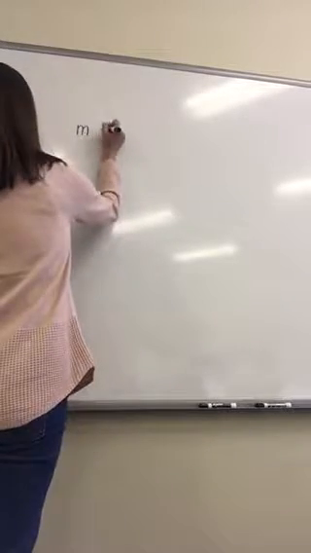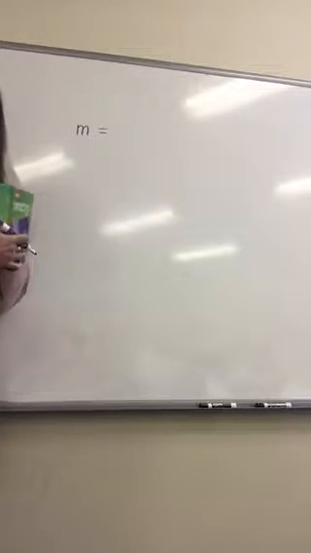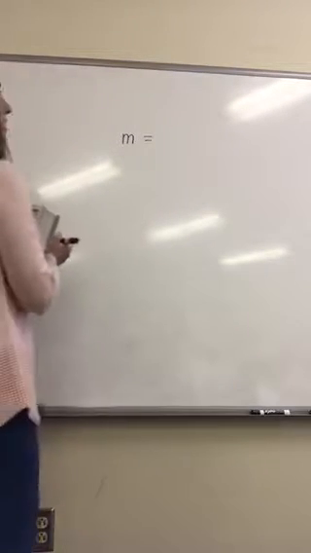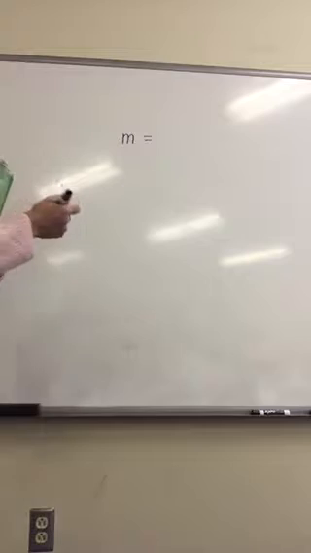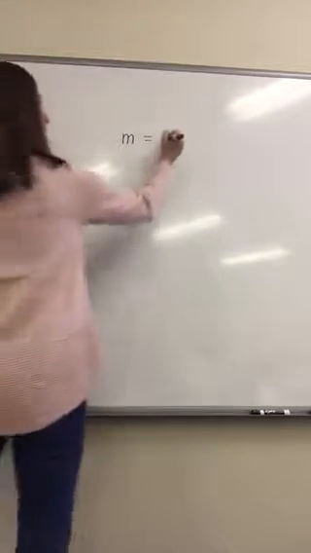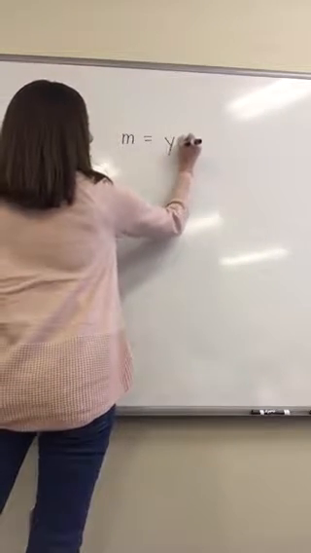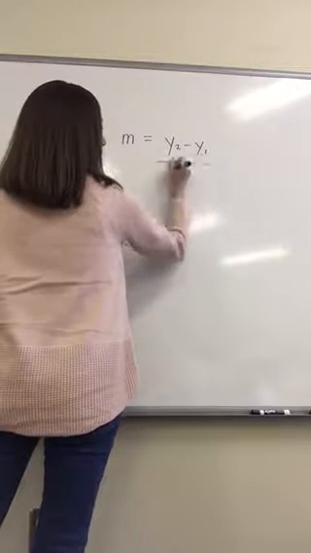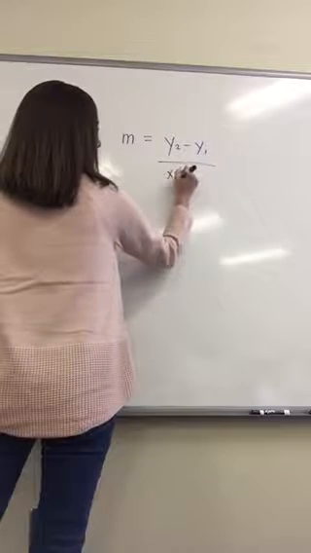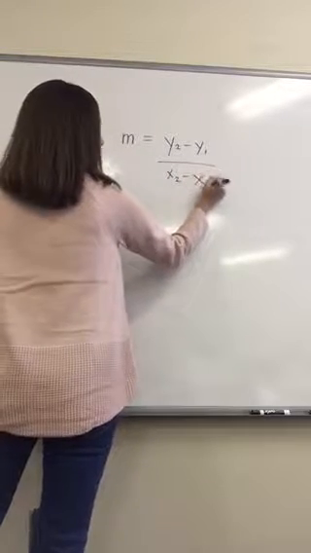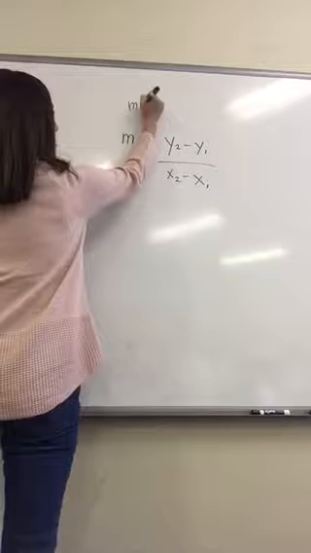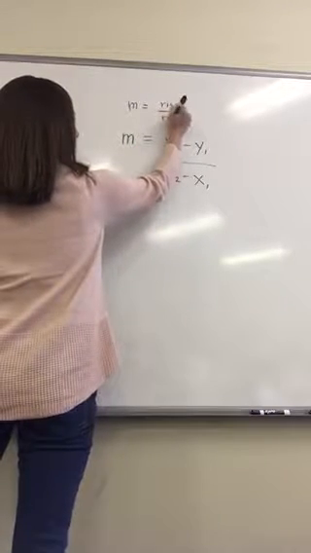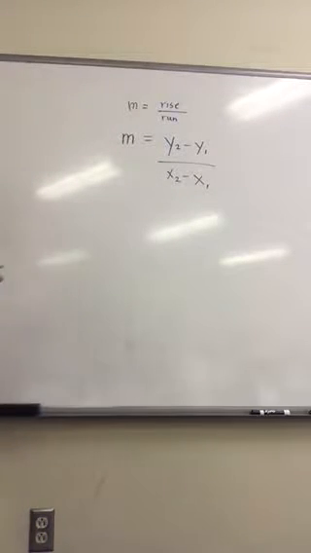Let's just start with a really quick review. We talked about how slope is represented by the letter M, always. And we said the slope formula is the change in rise over the change in run, or rise over run. I'll write that up here. Slope equals rise over run, or the change in y's over the change in x's.